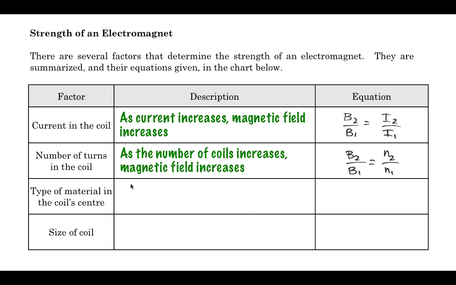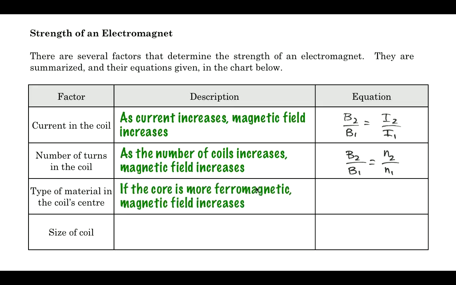If we put a material into the middle of all these coils, let's say a magnetic material, and the core is ferromagnetic, the magnetic field increases. So B2 over B1 equals mu2 over mu1. We're not going to use this equation very much at all. This just represents the magnetic permeability of the substance in the middle. We probably won't encounter this too much in this course, but it's there so that you know that if you put something magnetic into the middle of one of these coils, it gets really, really magnetic. You can really increase the strength.